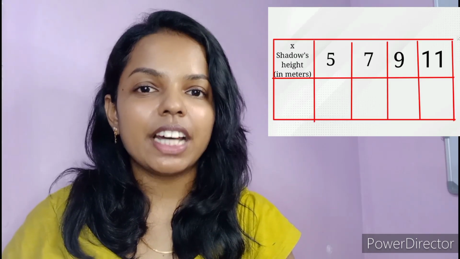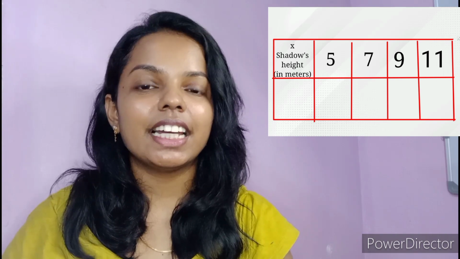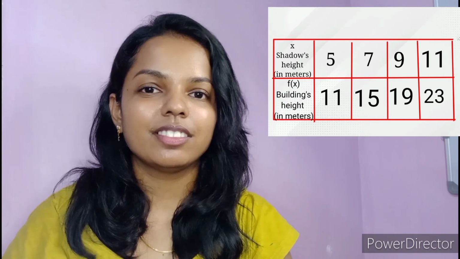Remember, the shadow's height is calculated at a particular time of the day. If the shadow's height is 5 meters, then the building's height is 11 meters. If the shadow's height is 7 meters, then the building's height is 15 meters, and so on.